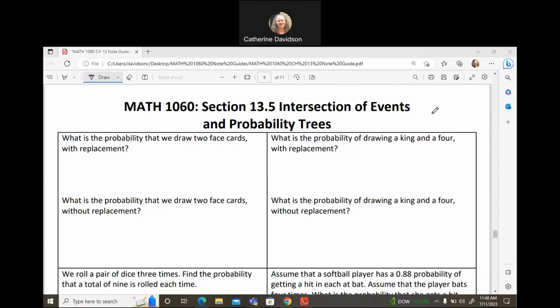This is section 13.5, intersection of events and probability trees.